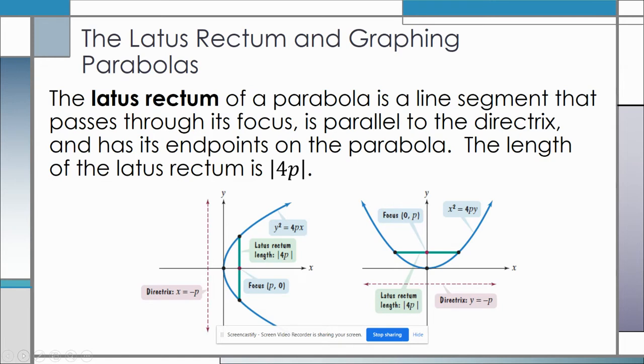You're always going to have to obviously have the vertex in order to create your parabola. But now the other 2 points that are going to have to be on your parabola are these endpoints of the latus rectum. The length of this latus rectum is the absolute value of 4p. So obviously when we're talking length, it's always going to be a positive value, which is why we're taking the absolute value. But you could technically have a negative number that is that value of 4p.